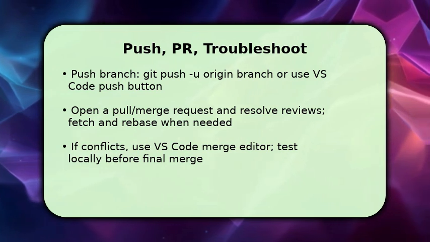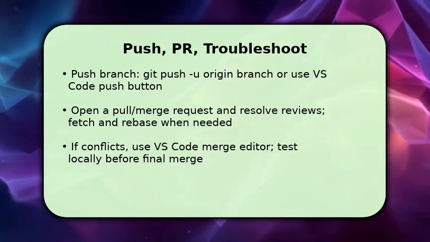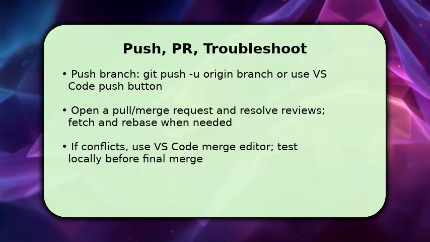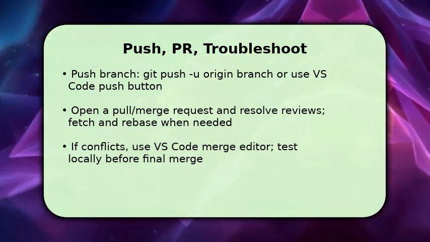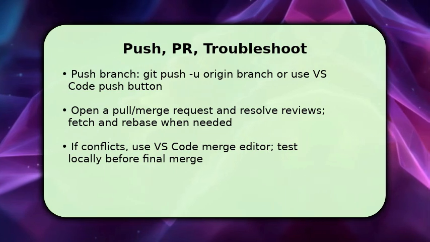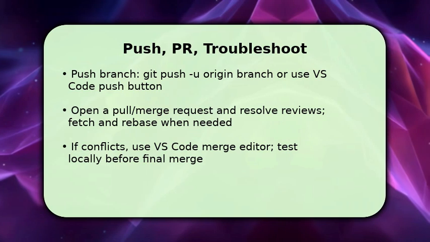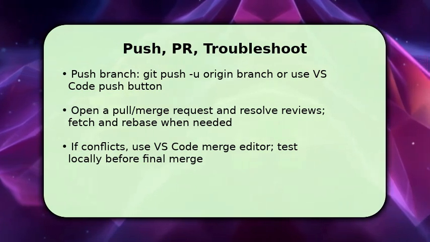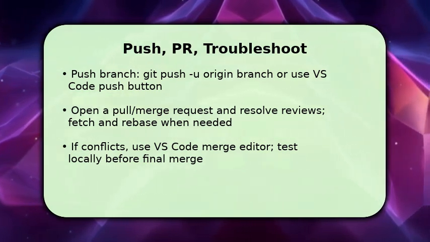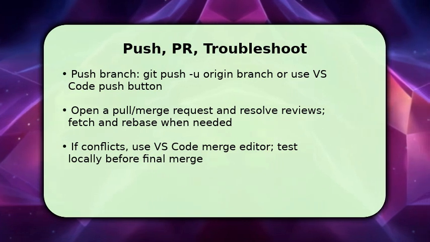Once reviews arrive, fetch the latest changes and rebase or merge to keep history clean, resolve any review comments and run tests. If you encounter conflicts, use VS Code's merge editor to choose changes and then commit the resolution. If things still break, check git status, run git log, and verify remote URL to fix common issues.